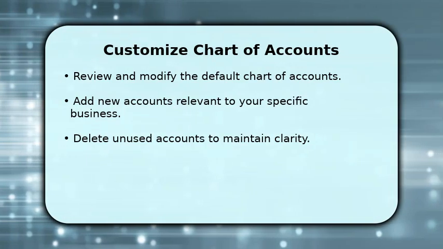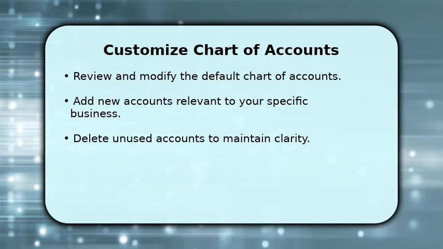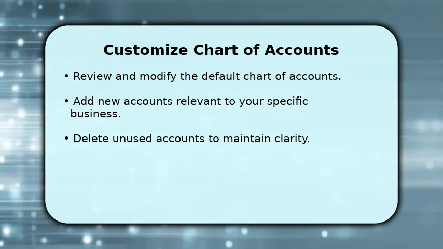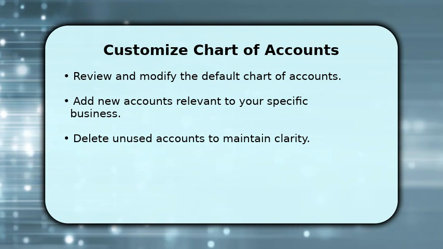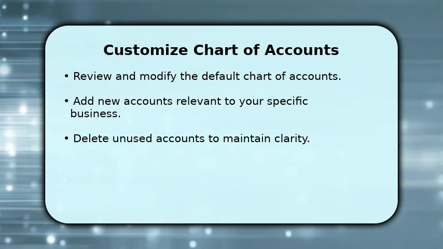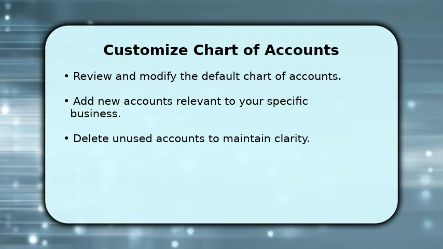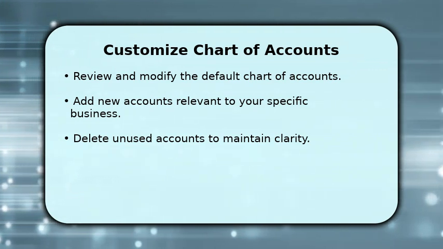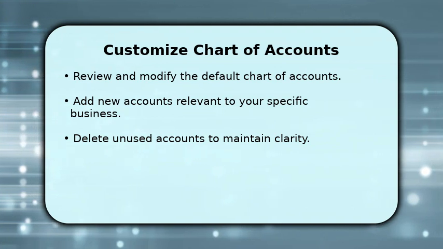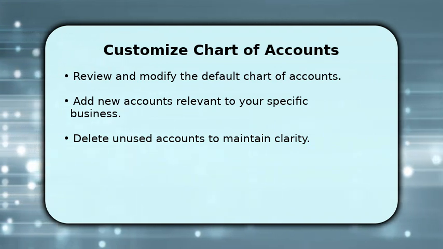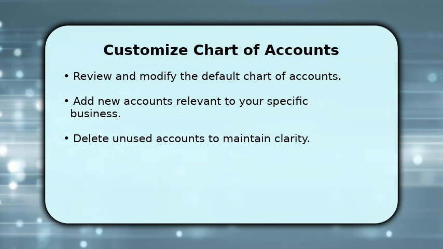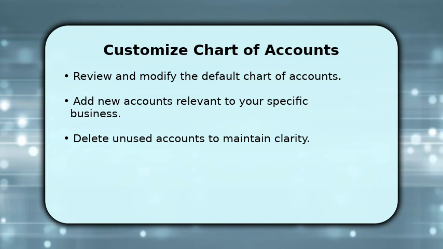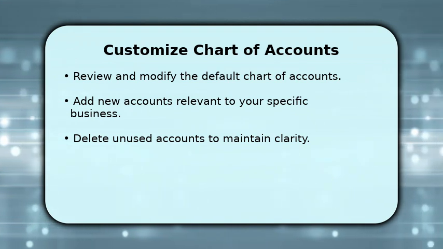Next, you'll want to customize your chart of accounts. This is a critical step for accurate financial tracking. Review the default accounts provided by QuickBooks and modify them to fit your operations. Feel free to add any new accounts specific to your business activities, like a unique revenue stream or expense category. Conversely, delete any unused accounts to keep your financial records clean and easy to navigate. Finally, set up your accounting preferences to ensure reports are generated exactly how you need them.